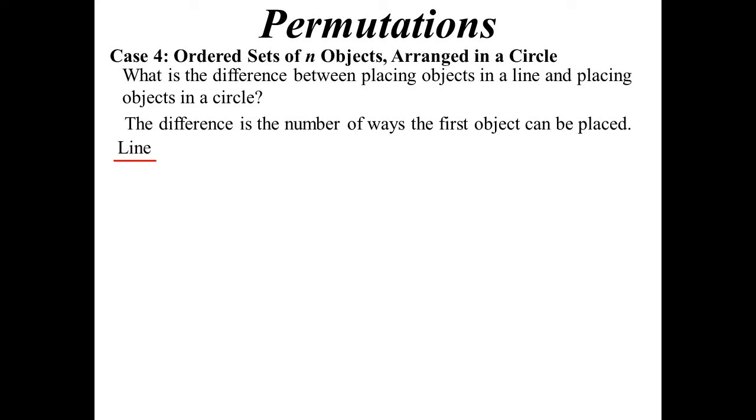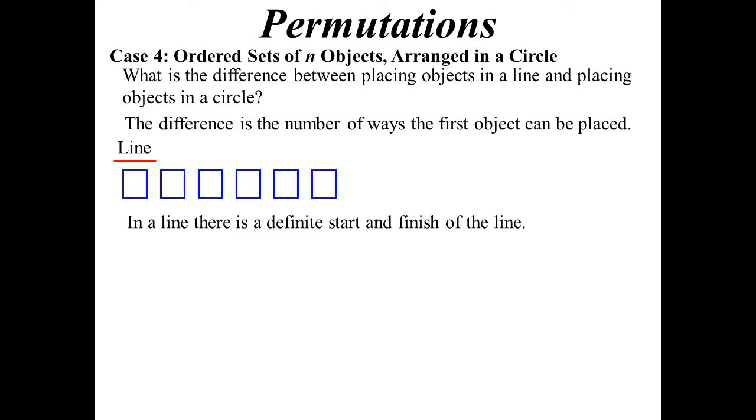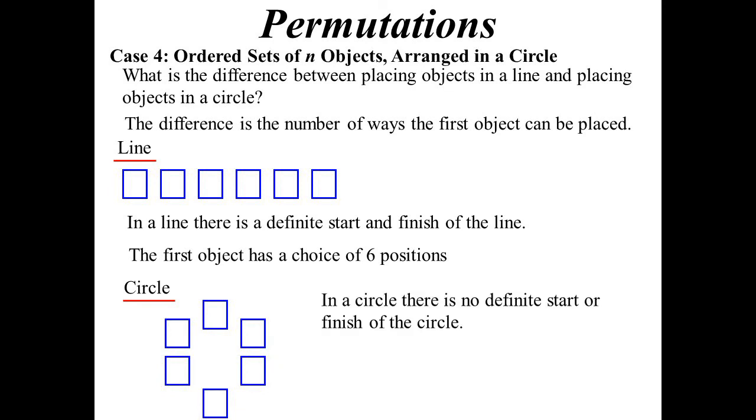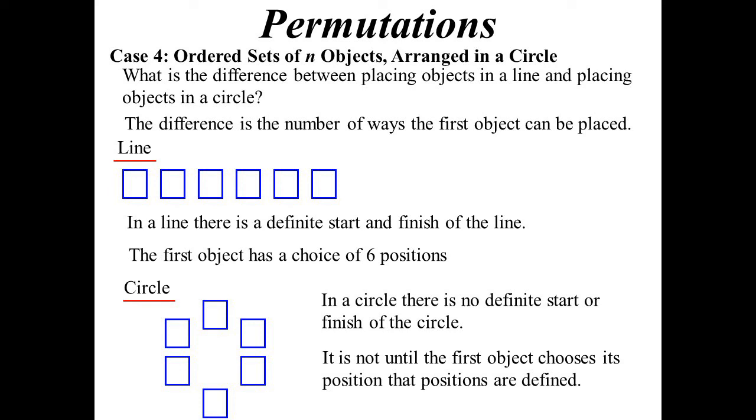You see, if we've got a line, we place some objects in a line, we've got a definite start and a definite finish to the line. All of those positions can be defined. The first position, the second position, and so on. But when you have a circle, there is no start or finish to a circle. So because of that, there really is only one way to put the first object, and that's in the circle. Because it doesn't matter where I put it in the circle, I can always rotate the circle and it can be in any position. So with the line, we've got 6 choices to place the first object, whereas with the circle, we only have 1, and that's to put it in the circle.